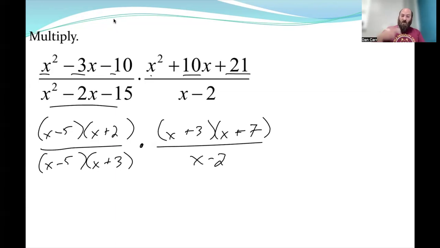So just like with my fractions, I'm going to start by looking vertically. X minus 5 cancels out with x minus 5. And that's it vertically. Like x plus 2, x plus 3 do not cancel. Then we got x plus 3, x plus 7, x minus 2. Those do not cancel vertically.